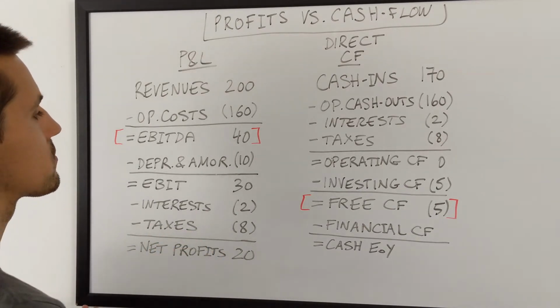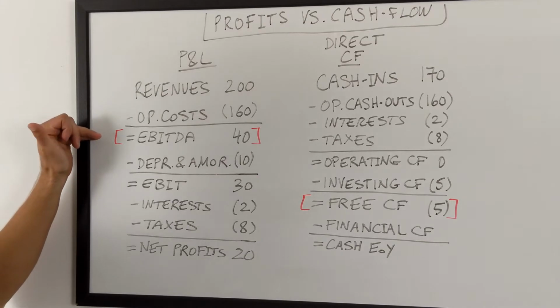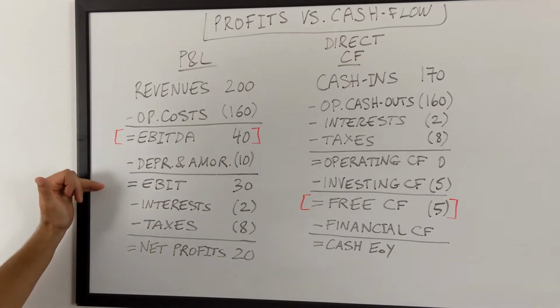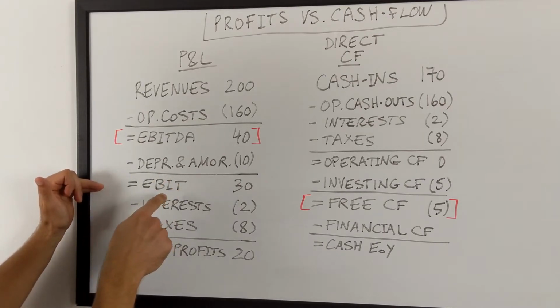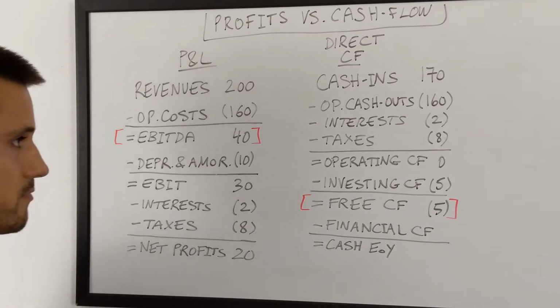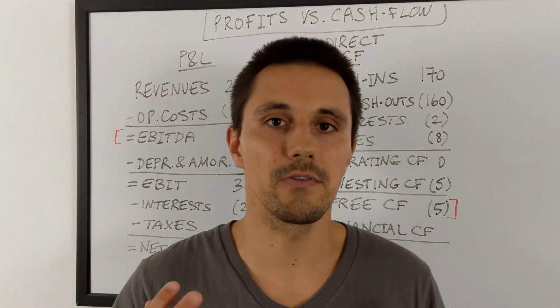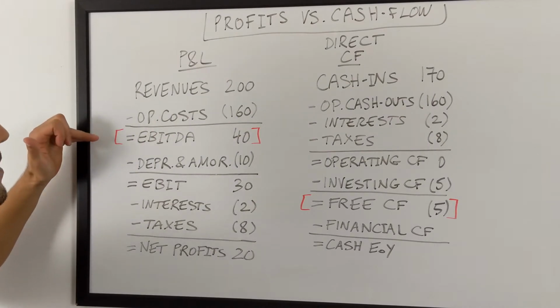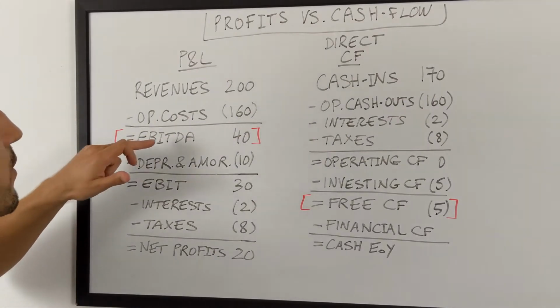I talked about profits three times. First of all, when I said operating profits and used the word EBITDA, then pre-tax and pre-interest profit, which is the EBIT, and then there is also the net profits. So for you to know, when people talk about profits, they usually talk about operating profits, so the EBITDA here, that's why it's marked in red.